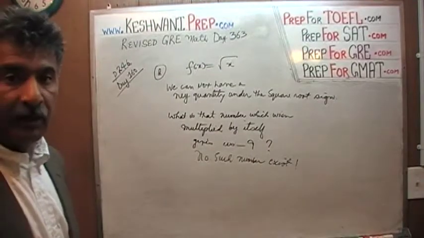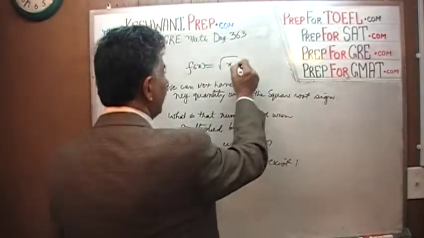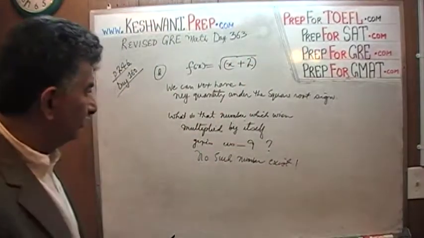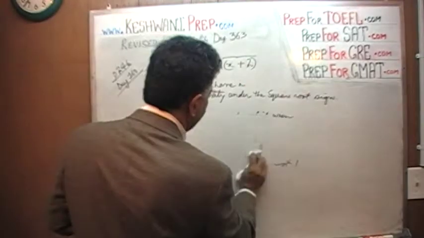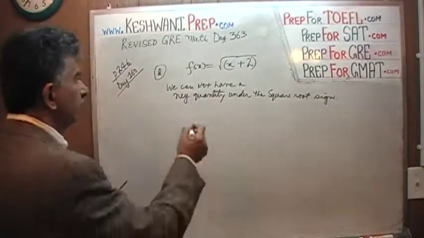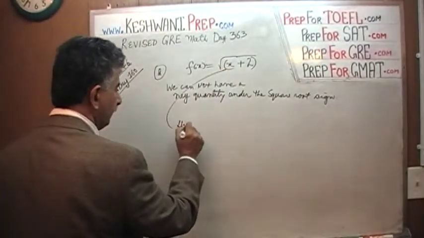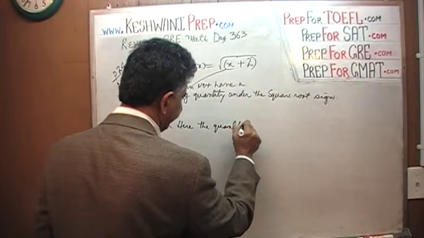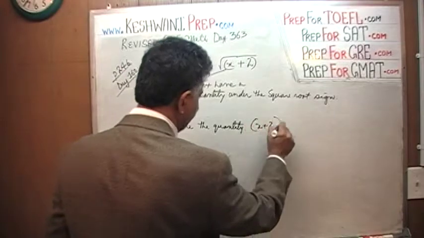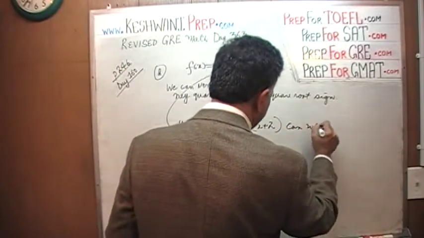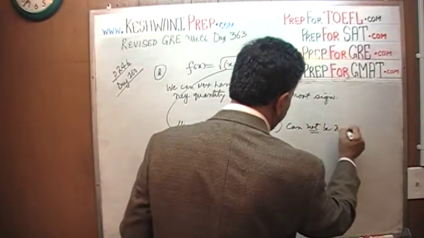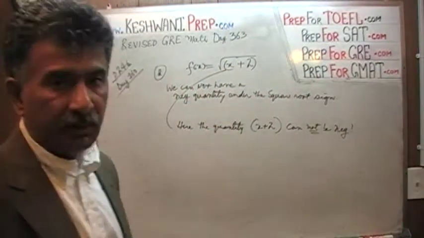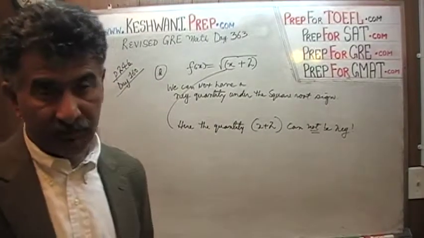Now, let's take a look at what they're telling us, which is not x, but it is x plus 2. So here, this quantity x plus 2 cannot be negative. It cannot be negative because we can't take a square root of a negative quantity.